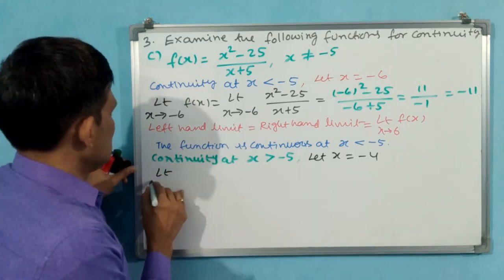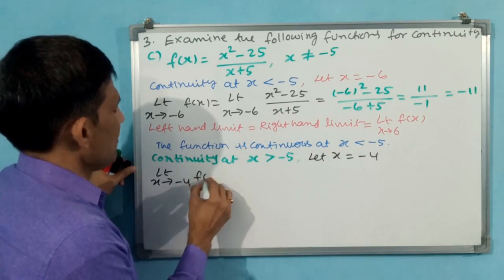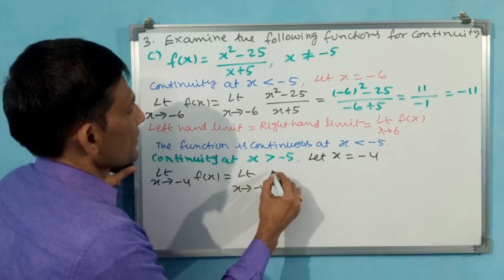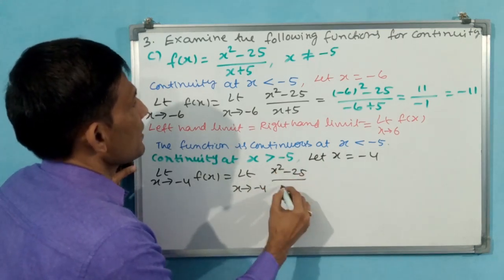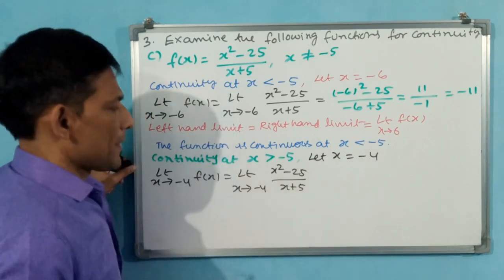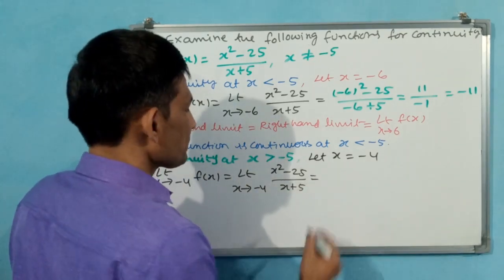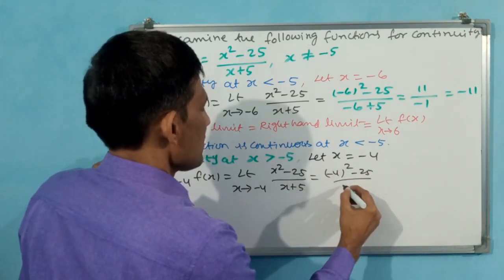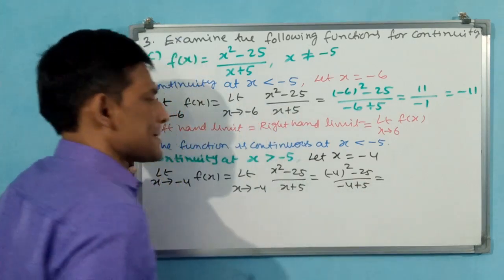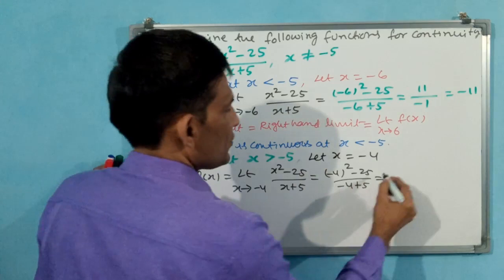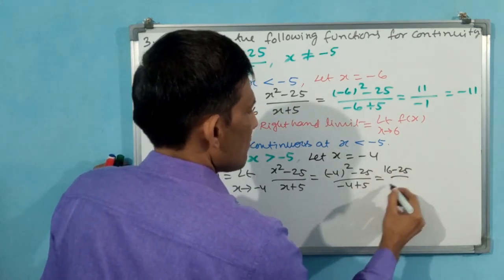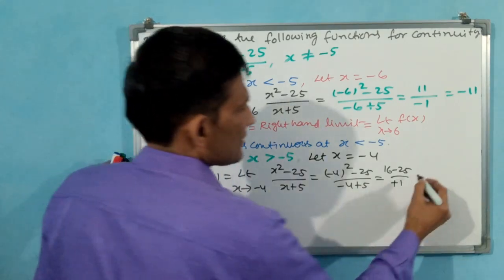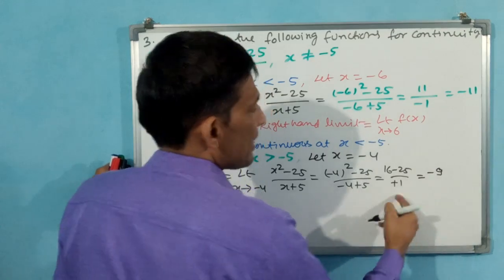Limit x tends to minus 4 of f of x is equal to limit x tends to minus 4 of (x square minus 25) by (x plus 5). That is equal to (minus 4 square minus 25) by (minus 4 plus 5). 16 minus 25 by minus 4 plus 5, which is 1. 16 minus 25 is minus 9. Minus 9 by 1 is minus 9.